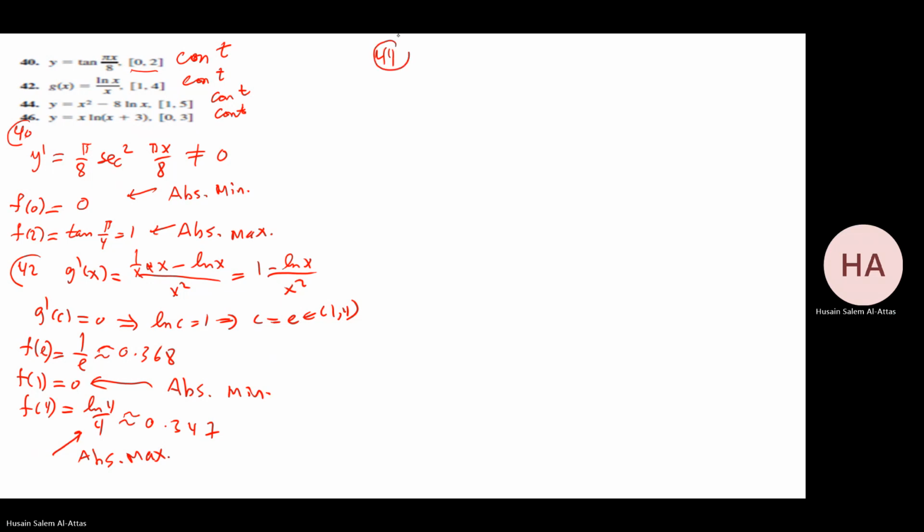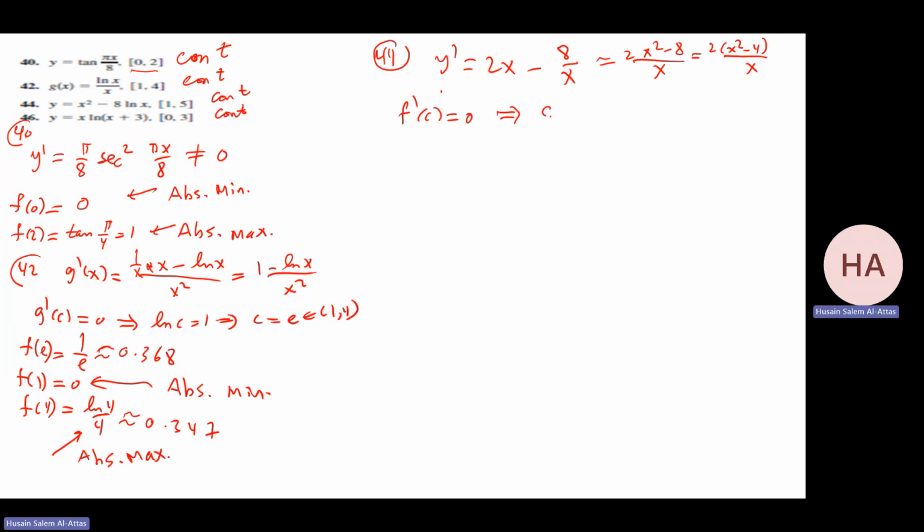44. As we said before, y prime is 2x minus 8 over x, which in other words is 2x squared minus 8 over x, which is 2 times x squared minus 4 over x. Okay. So check f prime at c equals 0. That implies c equals 2 or c equals minus 2. This is out, not in the domain. So I have c equals 2, which is in the interval. So I need to check f at 2, and f at 1, and f at 5.